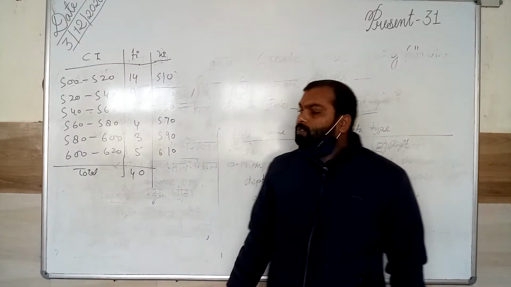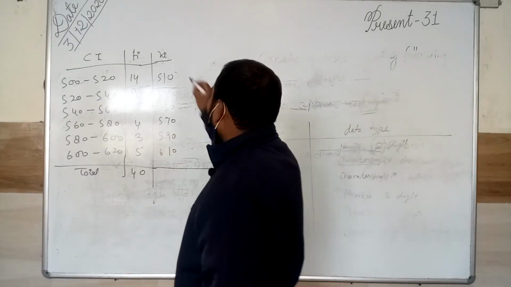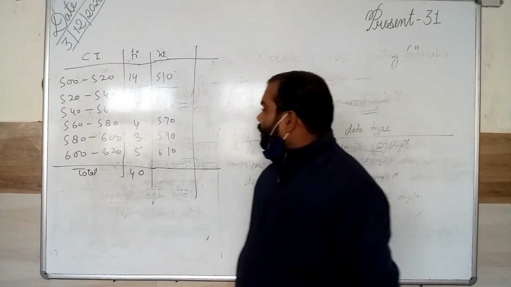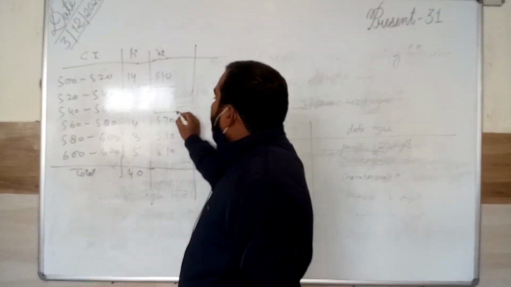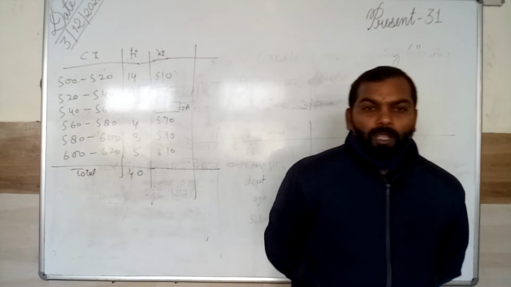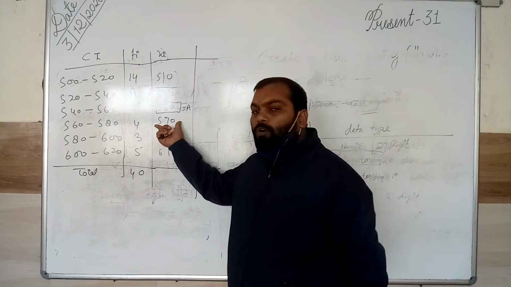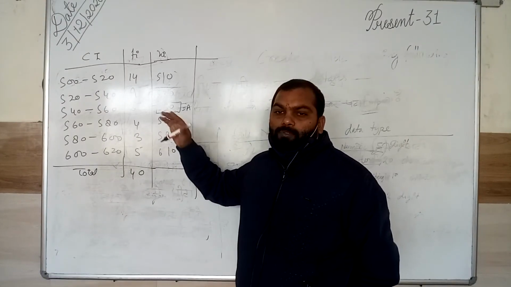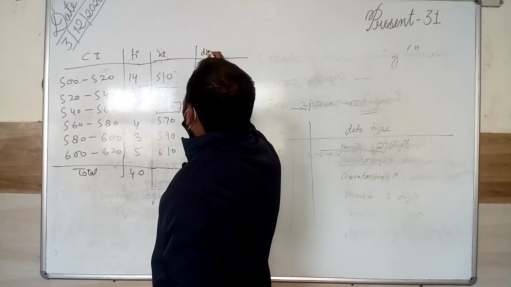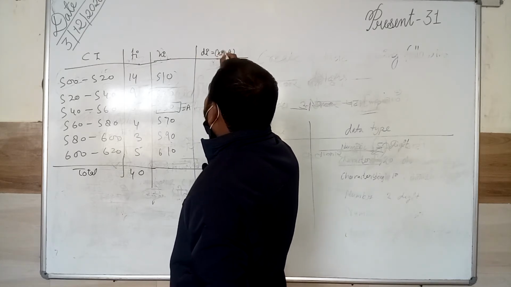Okay, now you can see the calculations are very lengthy, so we can use the assumed mean method. To find the assumed mean, take any one of these intervals as a middle one, that is a. A means assumed mean. Okay, the next step is to find the deviation, that is di, which is given by xi minus a.